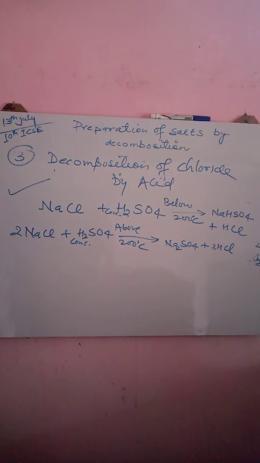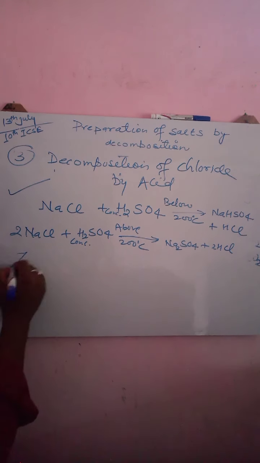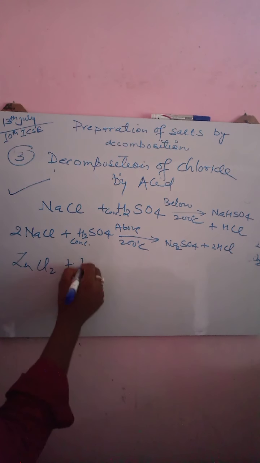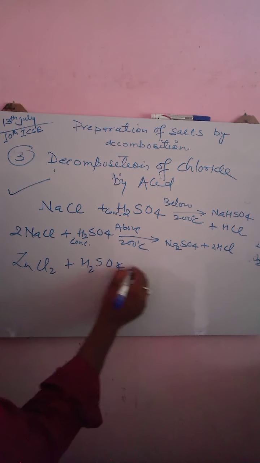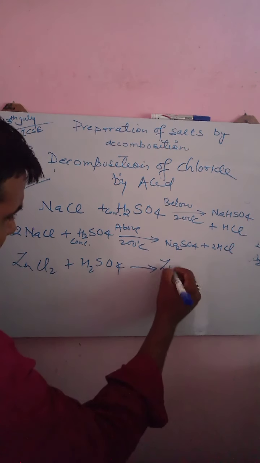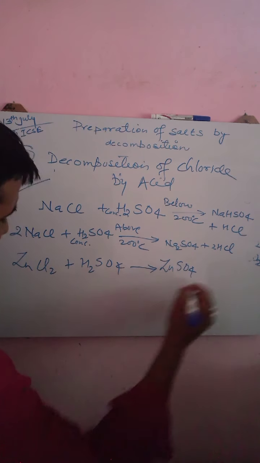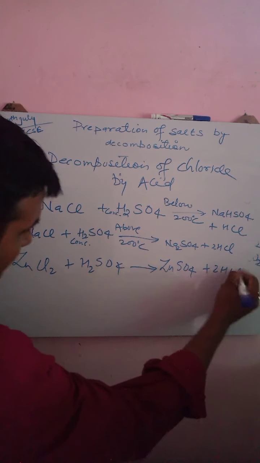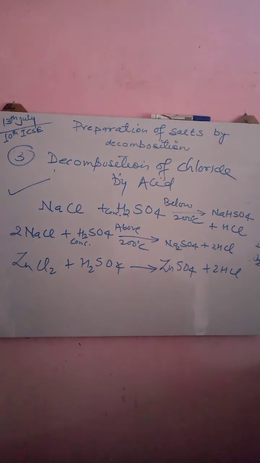One more chloride we can take, zinc chloride, ZnCl2, plus sulfuric acid, H2SO4. It produces the salt zinc sulfate plus 2HCl. I hope you understood how salts are formed by decomposition of chloride, carbonate and bicarbonate.